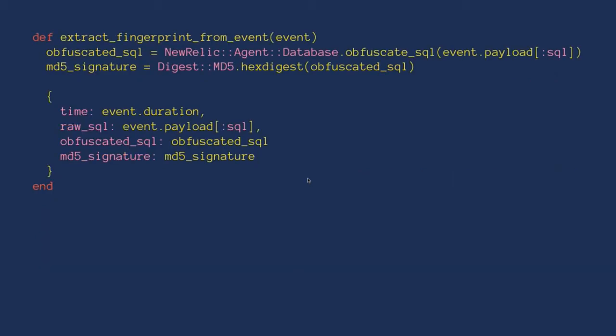The second interesting part of this class shows how we obfuscate and MD5 the SQL query to get a fingerprint. It's kind of cheeky. We're actually pinching the obfuscator method out of the New Relic gem. So now when we send timing metrics to Graphite, we include the fingerprint in the key name. This gives us a load of interesting Graphite metrics, but it's not very easy to browse. We have just a really long list of metrics in a Graphite tree.